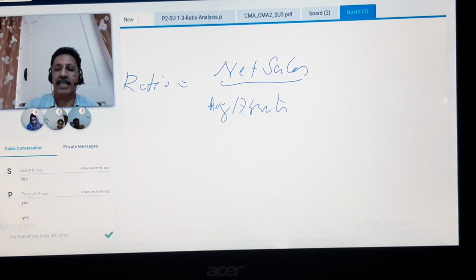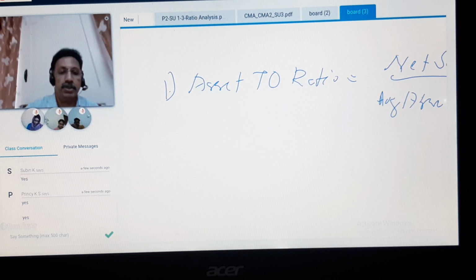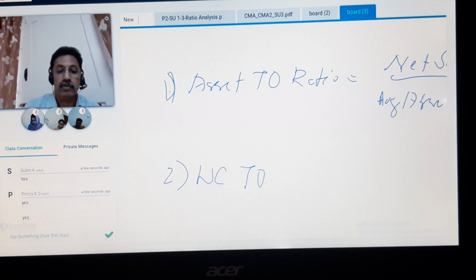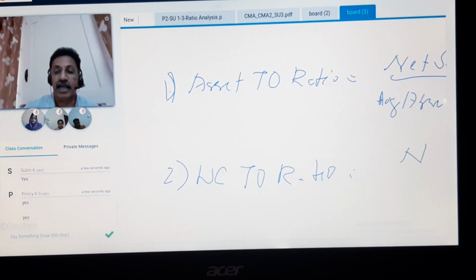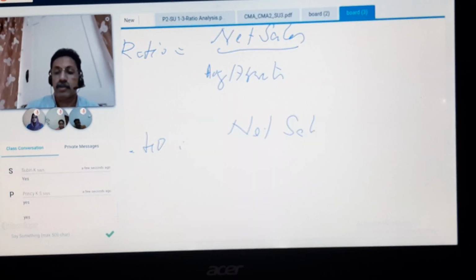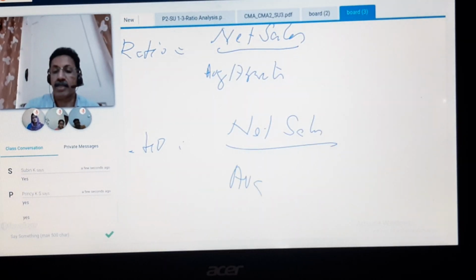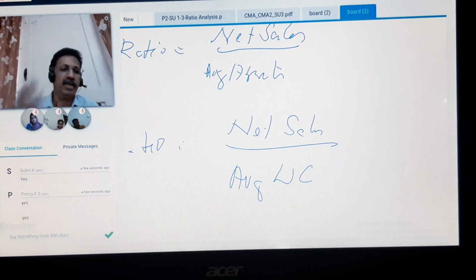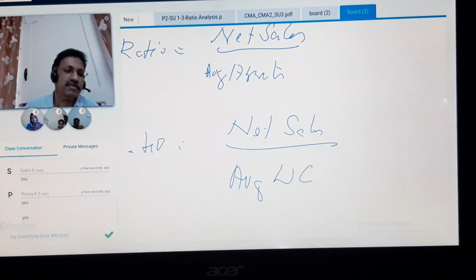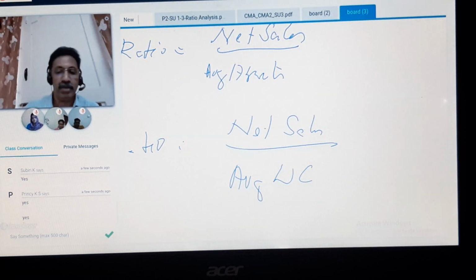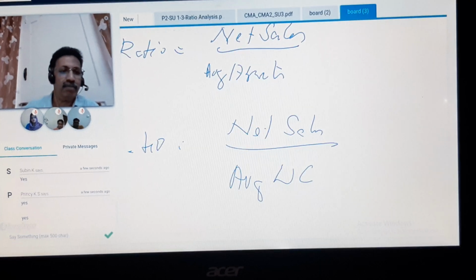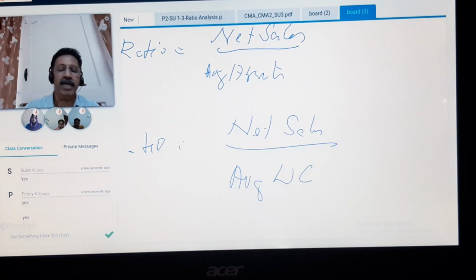So here, net sales divided by average. Now you understand this ratio: the working capital turnover ratio. What is the ratio? Net sales divided by average working capital. What is working capital? Current assets minus current liabilities is taken as working capital for an accountant. Actually that is net working capital, but that is normally referred to as working capital. Net sales divided by average working capital.